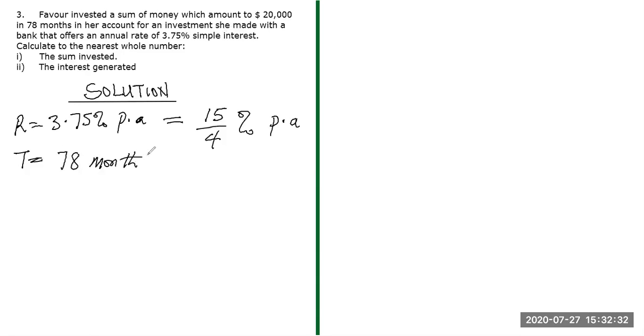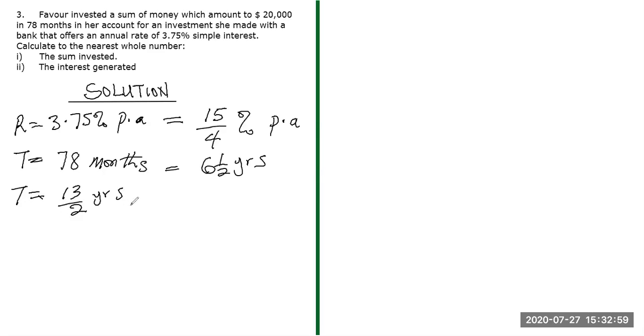So we need to convert this time to years. And 78 divided by 12 will give us 6 years, remaining 6 months. And that will give us 6.5 years. And this is equivalent to, so our time is equivalent to, in fraction, 13/2 years. That is our time. Then what again?